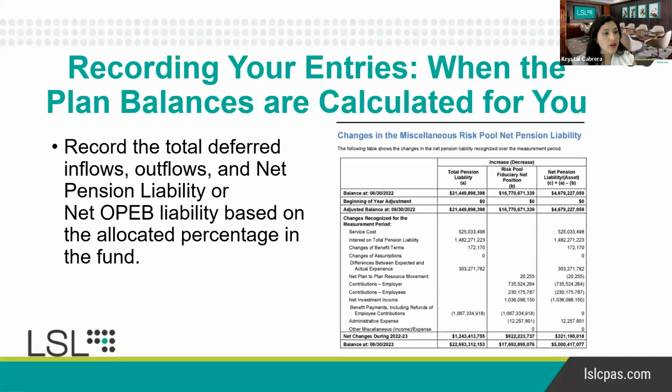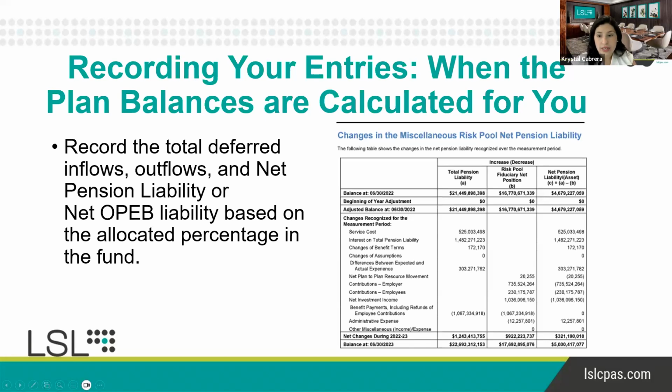So this is an example of the miscellaneous net pension liability. If you can see down below, it's kind of tiny, but the pooled cost sharing plan right now is at about $5 billion in the liability as of 2023. Like I mentioned, if it's already calculated for you, the agent multiple plan will be pretty straightforward because you already know what your ending number is. So you essentially just have to plug to get it there.